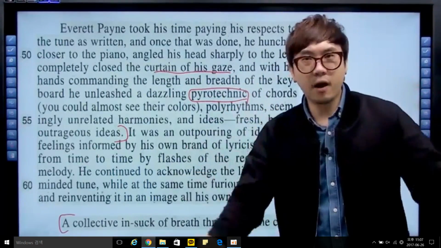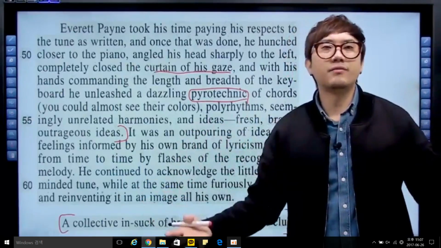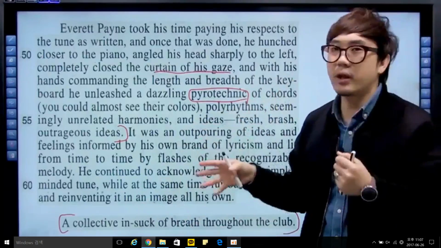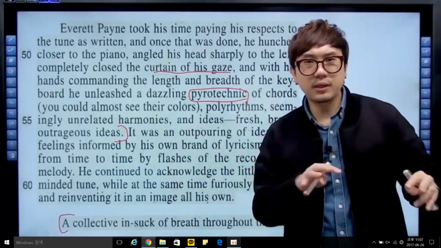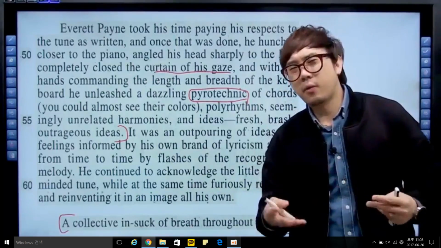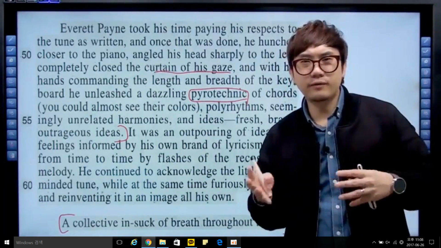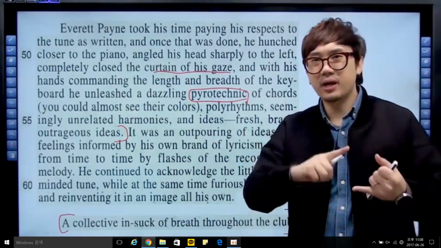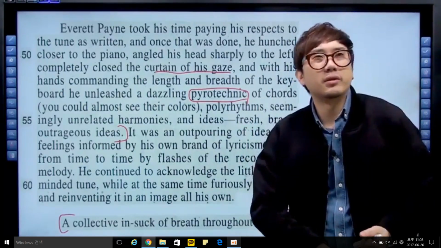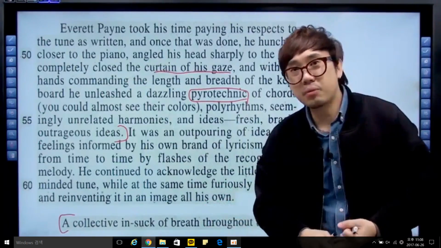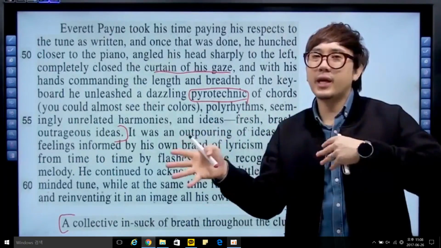Pyrotechnics is the fireworks, right? Fireworks are something that is very exciting. So, excitement of chords and polyrhythms and seemingly unrelated harmonies. So he would play in this improvisational way, like, I don't know if you're aware of the genres of jazz. I'm not so sure, but there are bebop jazz, and there's a conservative jazz, I guess, as opposed to the liberal jazz. So there are different techniques that they use.